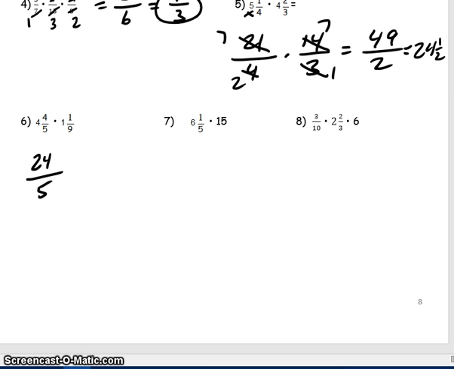Keep the denominator the same. All right. 9 times 1 is 9. 9 plus 1 is your 10. All right, so you do get 10 ninths.